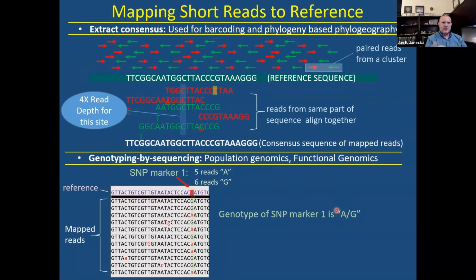Now we can expand, because we can sequence millions and millions of fragments at a time. It allows us to scale this up. Using traditional Sanger sequencing, for example, people used to genotype 30 to 40 SNPs or maybe 100 SNPs. Now we can genotype thousands of SNPs at a time, potentially.